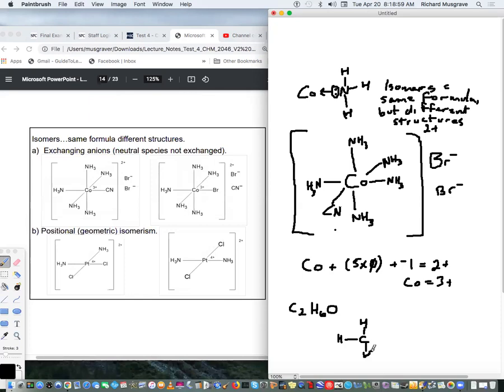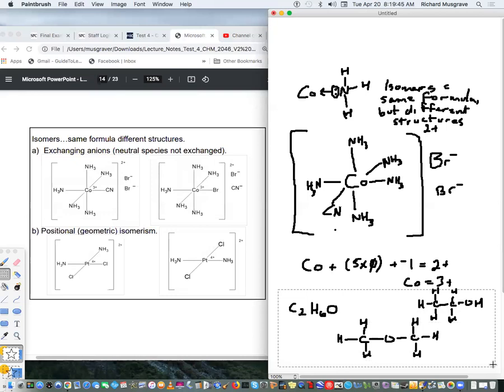You can draw it like this, or you can draw it like this. And both of those have the same formula. They still have two carbons, six hydrogens, and one oxygen, but they're different structures. That makes them isomers. So that's what I mean by isomers. Does anybody have any questions so far? I'm not even going to ask if people understand that, because I know that there's a bunch of people who will say they don't. This is as simple as I can explain it, unfortunately.